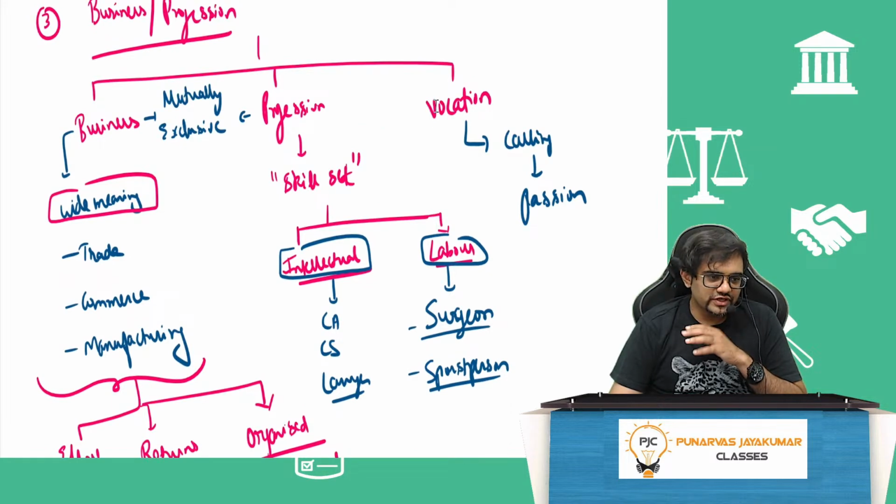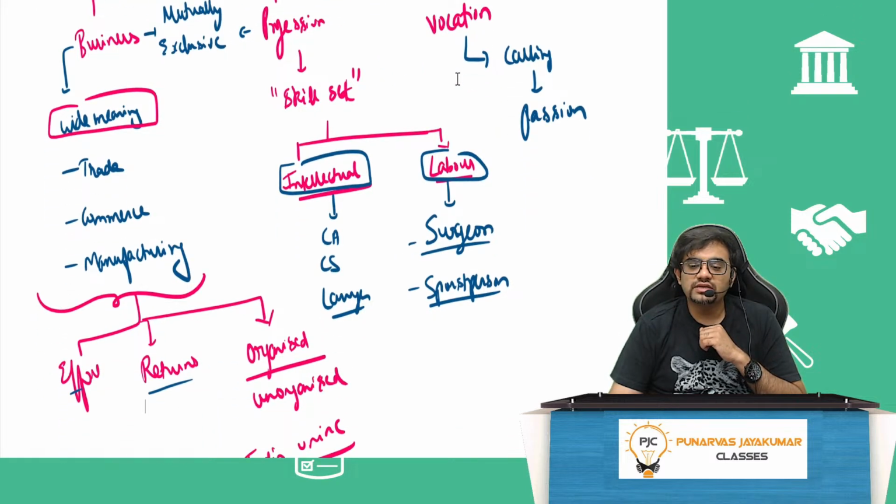On the other hand, profession requires a certain skill set. What skill set? It can either be an intellectual skill set or it may include your labor skill set. Intellectual skill set will be your CA, CS, lawyer, whereas labor, basically you have that intellect, but you also will need your skill. That is the way of your hand-eye coordination.